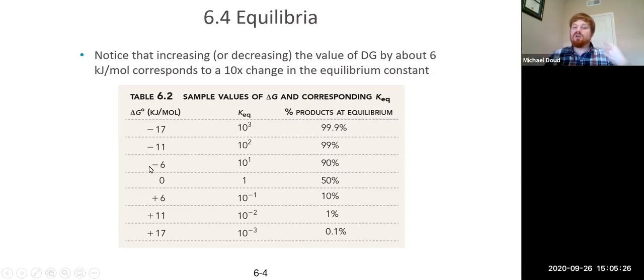If you go down by 6, to negative 6 kilojoules per mole, that increases the K_eq to 10 to the 1. So this is 10 to the 0, goes to 10 to the 1, and gives you a 90% concentration of products at equilibrium. Go another 5 to 6 to negative 11 kilojoules per mole. Now your K_eq is 10 squared, or 100, and your percent of products is 99% at equilibrium. This is a really handy method of figuring out how much of your products and how much of your reactants are going to exist at equilibrium.